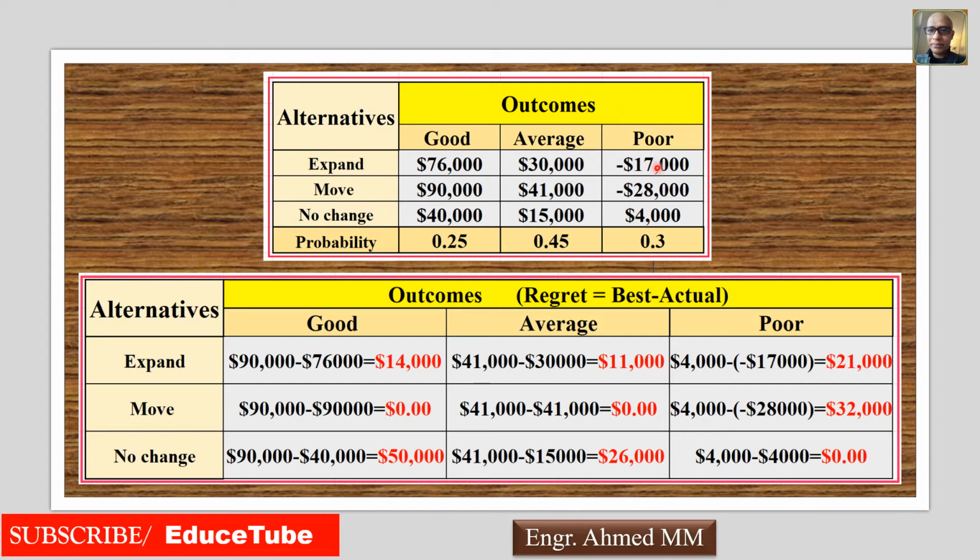For the poor, this is the best 4,000. So 4,000 minus these three values. So I got 21,000, 32,000 and 0, no regrets. So all this regret, this value, I will put in another table in the next slide.